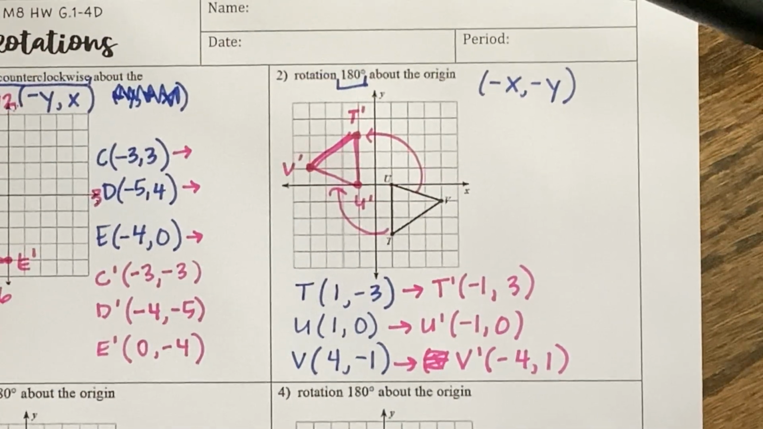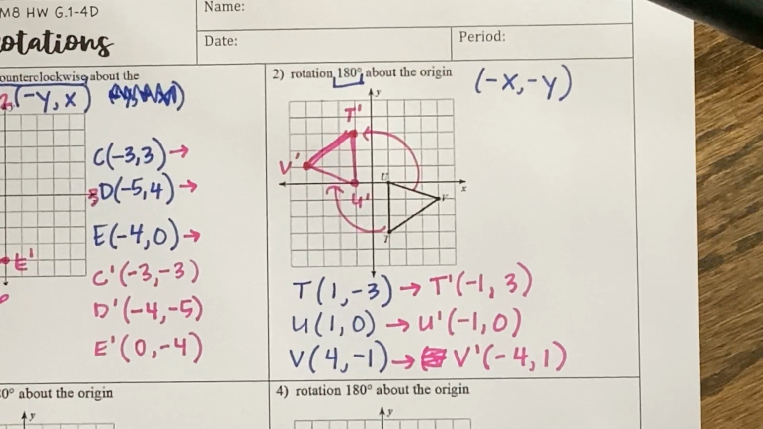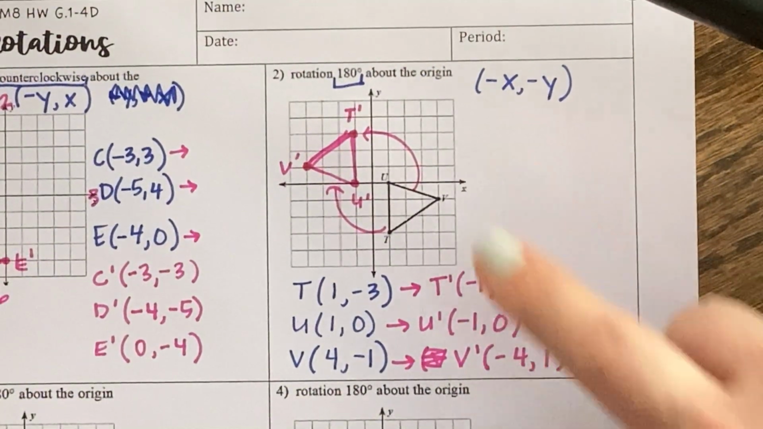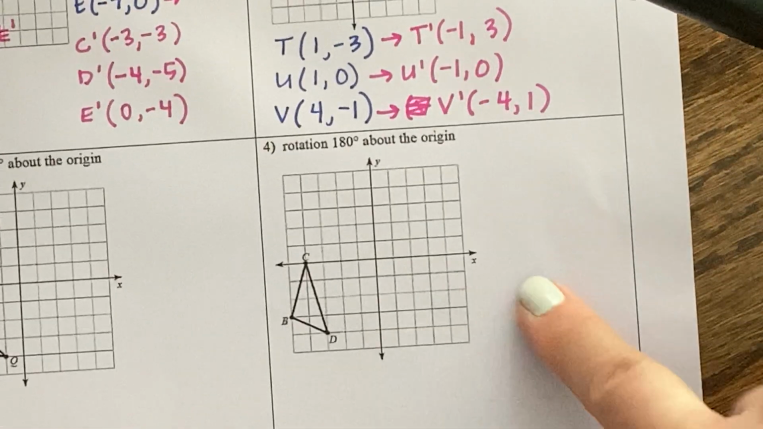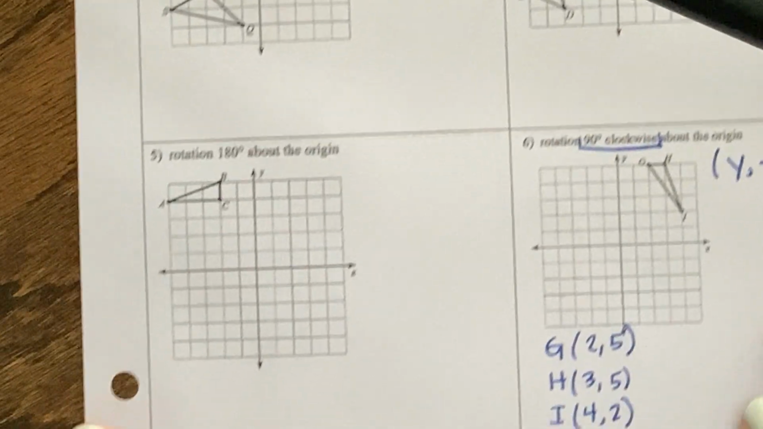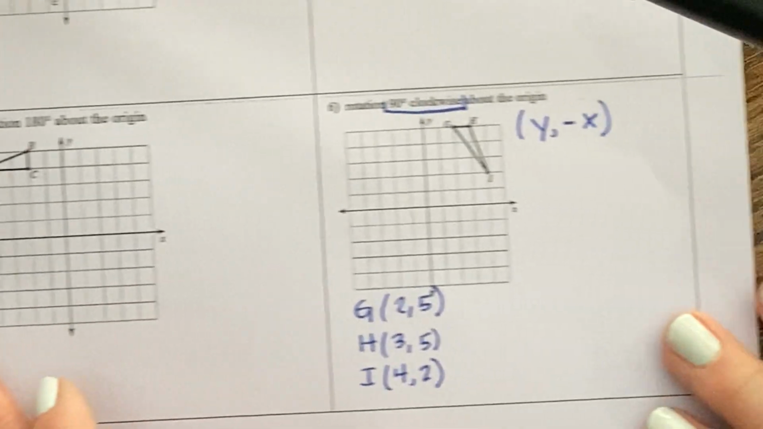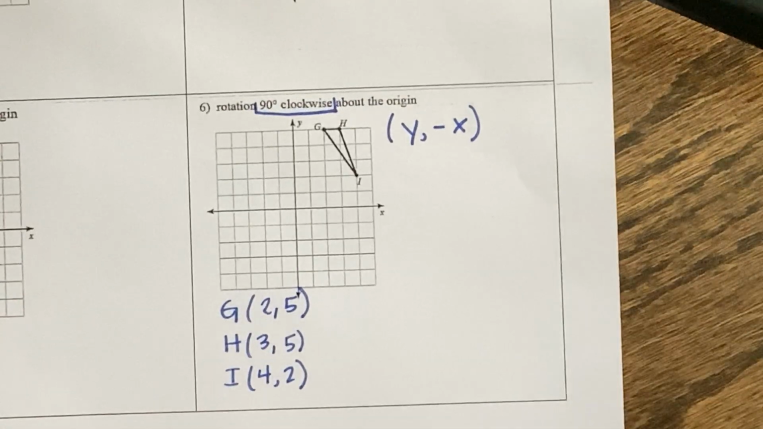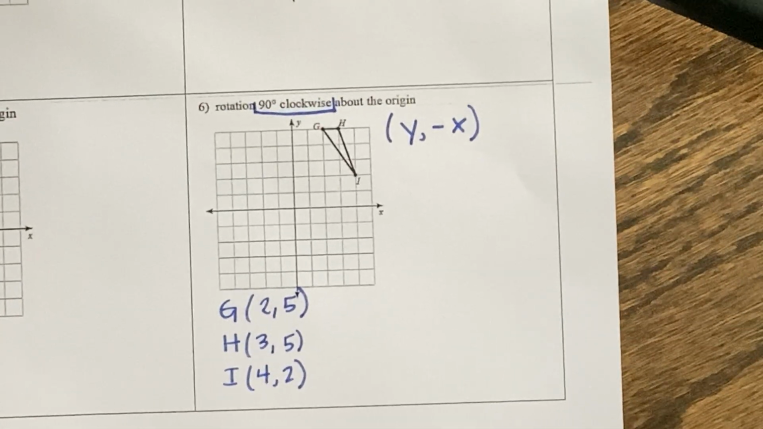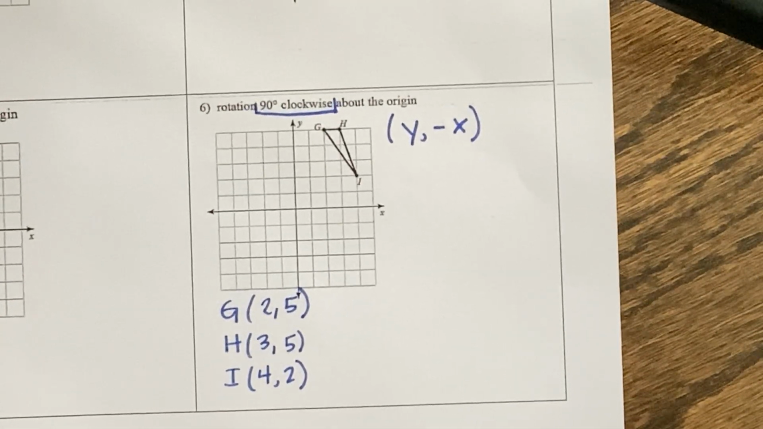Now take a look at this worksheet. Number 3 is 180 degrees, so it's going to work just like the one we just did. Number 4 is 180 degrees. Same thing. Number 5 is 180 degrees. You will come back and do all of those on your own. I'm going to help you with number 6, a 90-degree clockwise rotation about the origin.